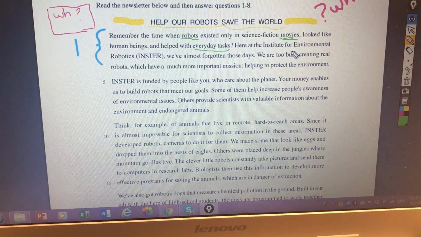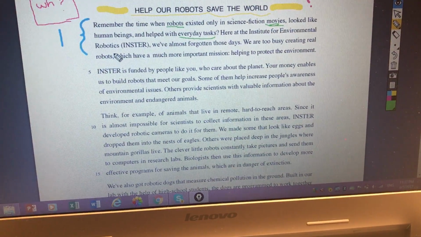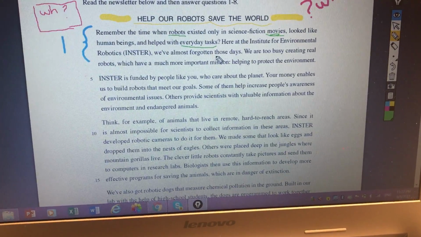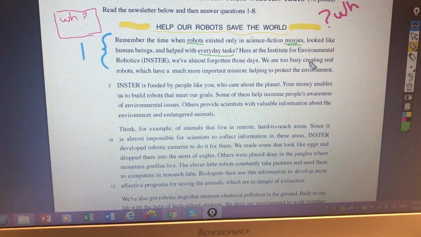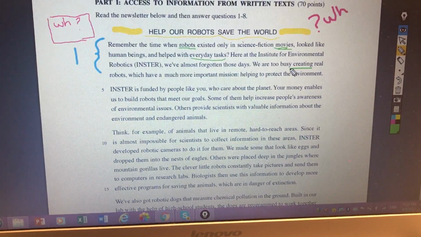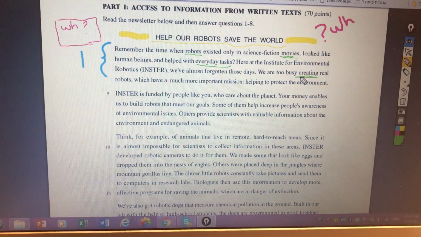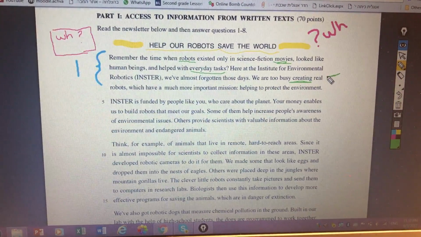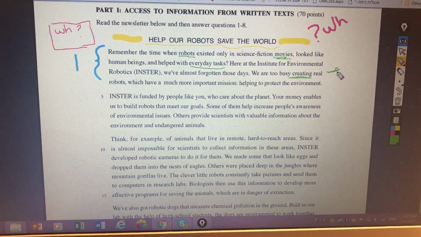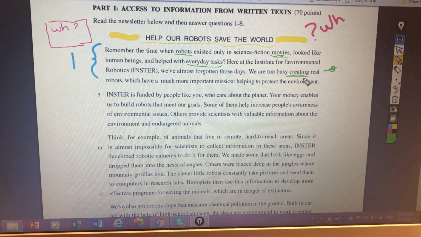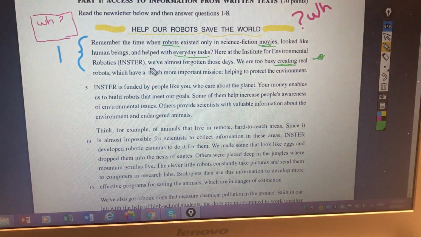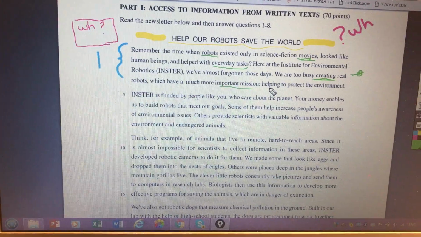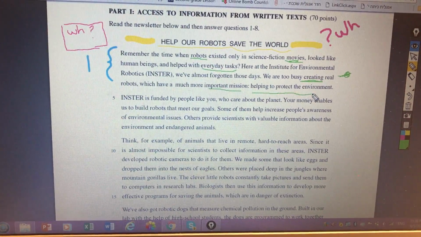Here at the Institute for Environmental Robotics, it's called INSTER for short, we've almost forgotten those days. We are too busy creating. For all of you who have a hard time understanding, you should look these words up and jot them on the side. You should make a note here and write the definition of any words you don't know. So we are too busy creating real robots which have a much more important mission. What is the mission? Helping to protect the environment.